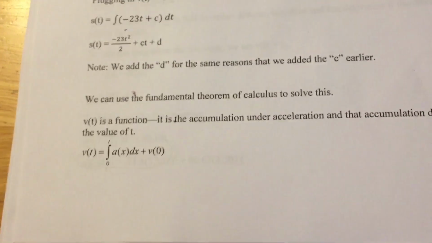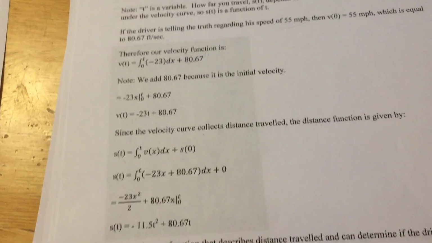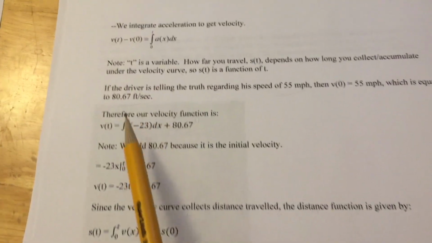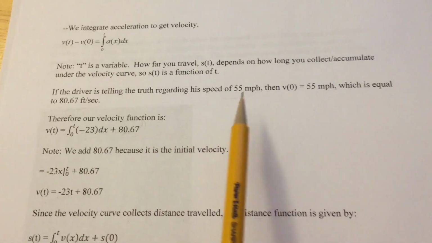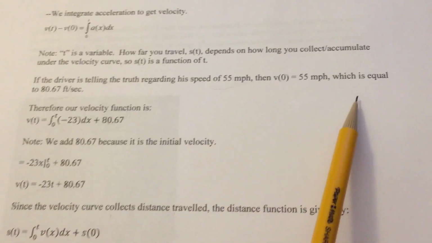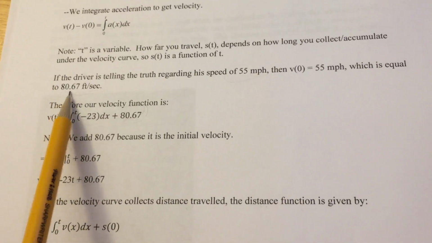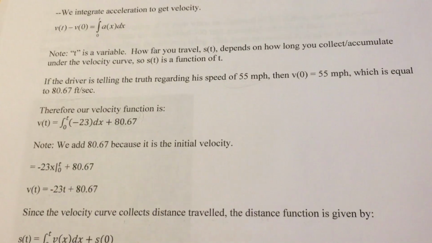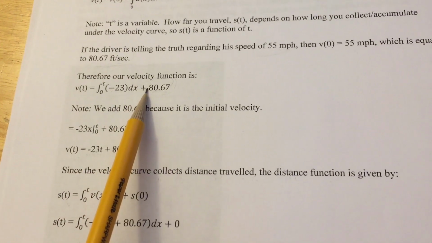And when we do that, we're going to get the following. We're going to do the fundamental theorem of calculus, and doing so, we also need to get the initial velocity. Now, the guy says he was going at 55 miles per hour. We'll take his word for it at this point, and if we prove him wrong later, we'll prove him wrong. But we need this to get 80.67 feet per second. We did so using dimensional analysis. Now we can set up our equation.